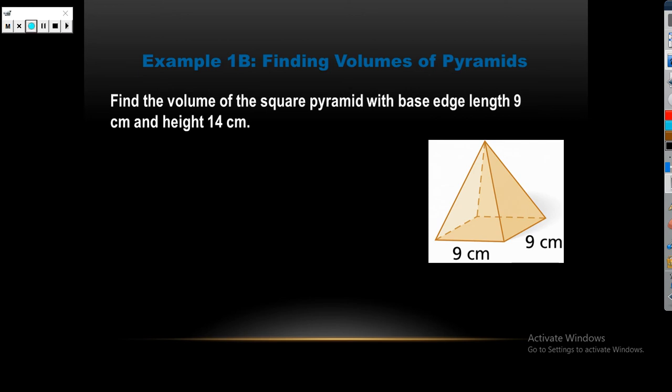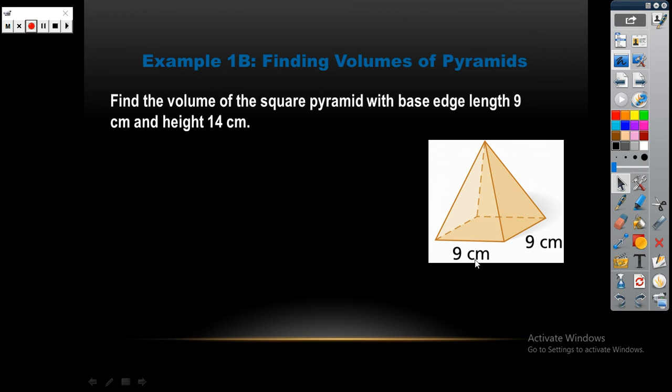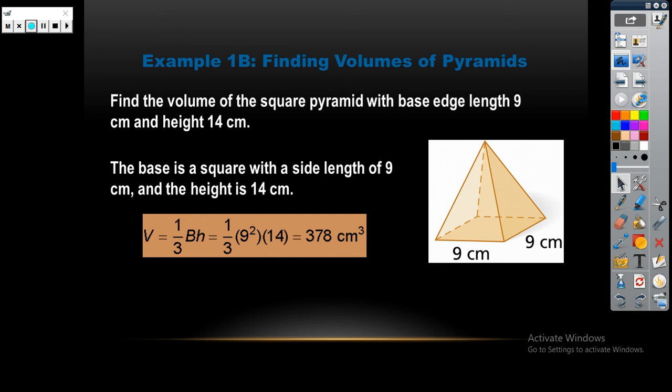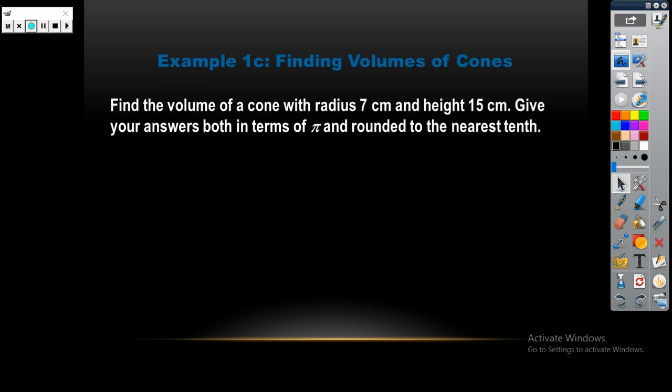The next one: find the volume of the square pyramid with base edge length 9 centimeters and height 14 centimeters. It's a square pyramid, so both the length and width are the same number, okay? So 1 over 3 times 9 squared times 14, which will be 378 centimeters cubed.